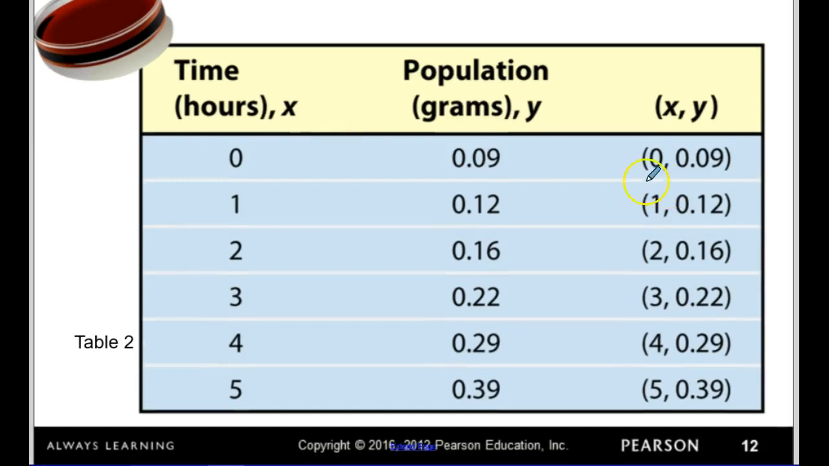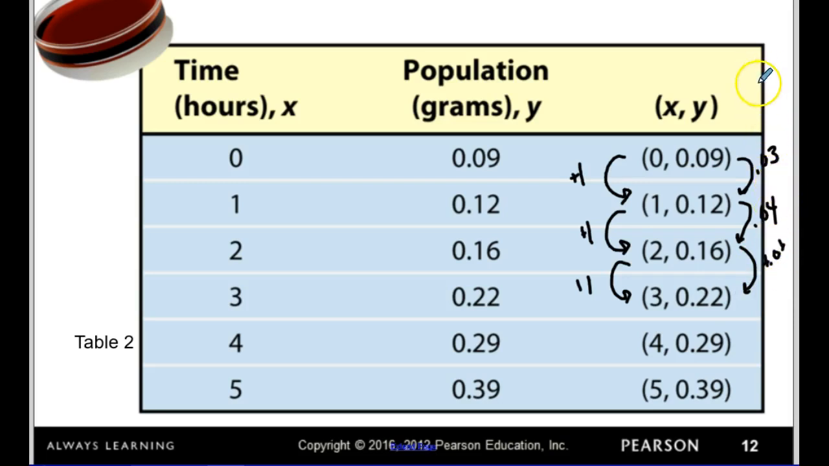Right here I see I go up 1, and here I go up 0.03. If this is linear, I should also go up 1 here, and I should also go up 0.03 here, but I don't. So these two values are different. Let's see what happens again. Again, I go up 1 here, but here I go up a different amount, 0.06. So since these are not constant, this is not linear.